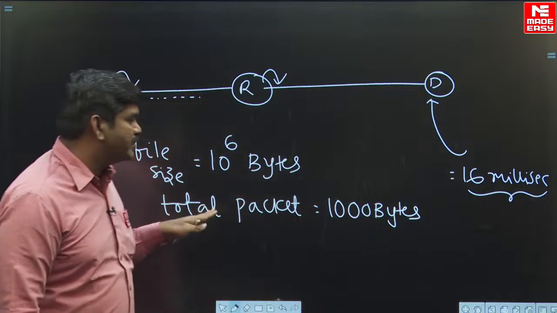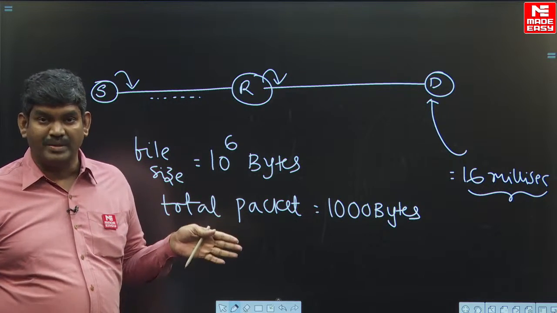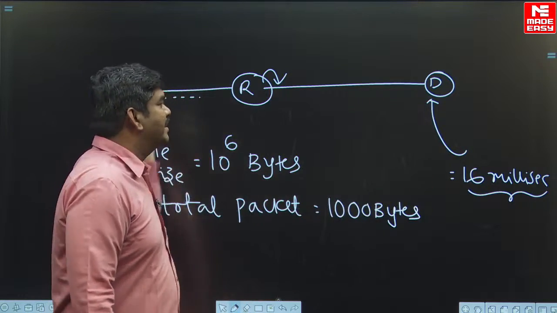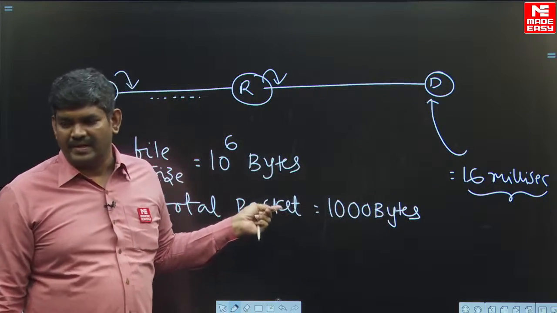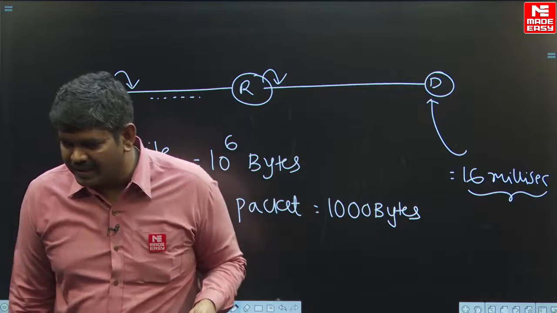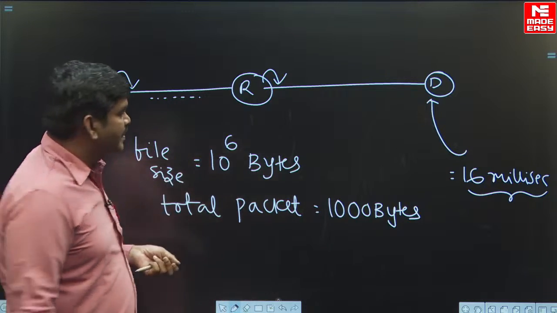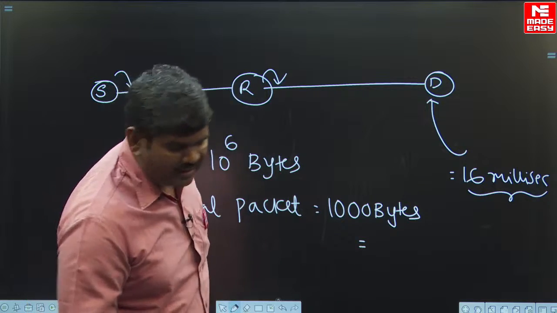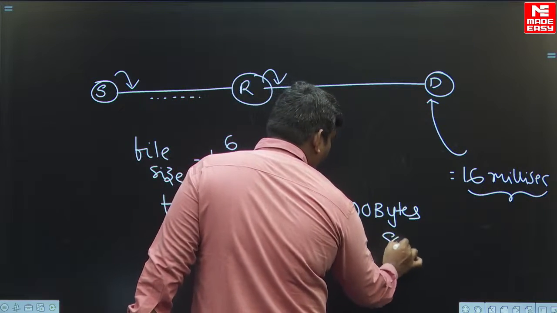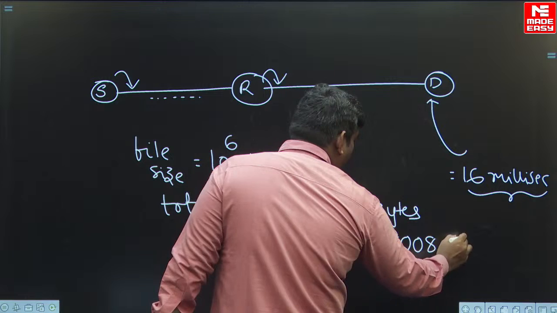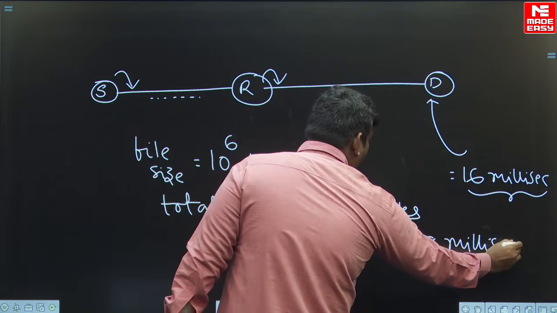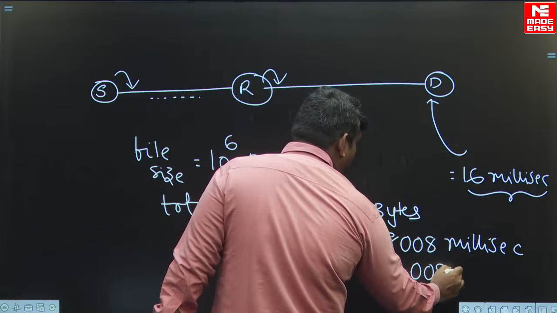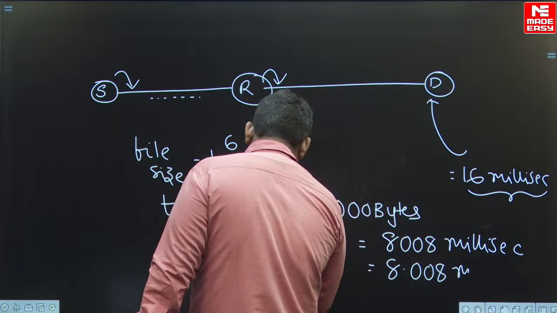But basically this file is divided into 1000 packets. So for the 1000th packet to reach here, it completes the complete file transmission, as mentioned in the live interaction. Finally, you are going to get 8008 milliseconds, or if I convert into seconds, it will be 8.008 seconds, you can say.